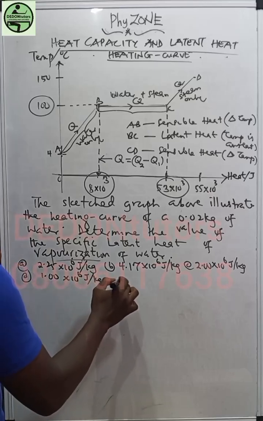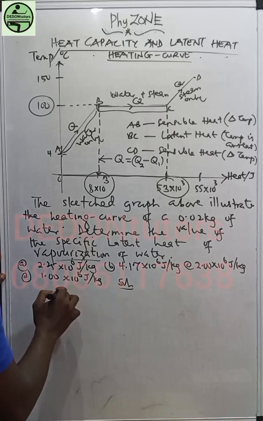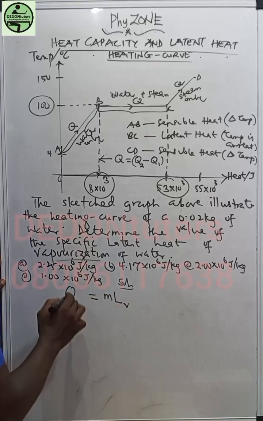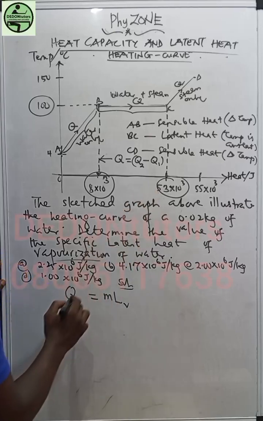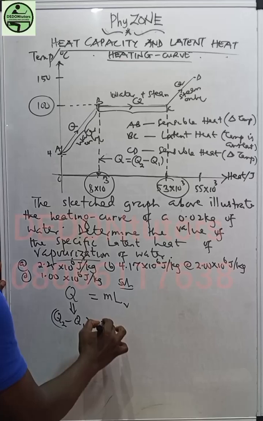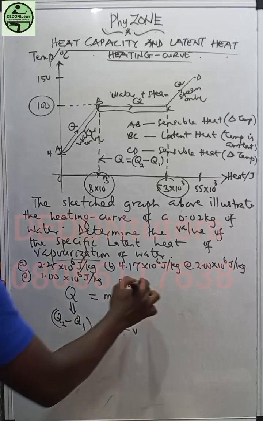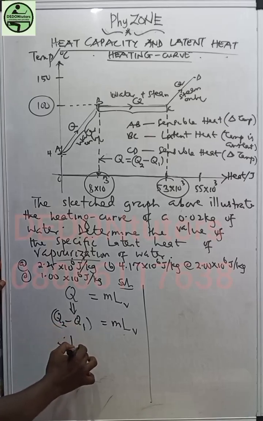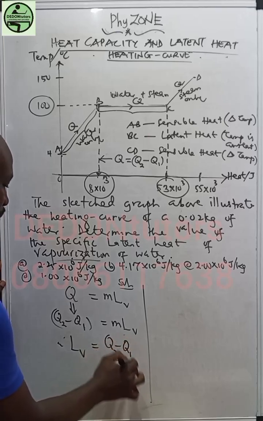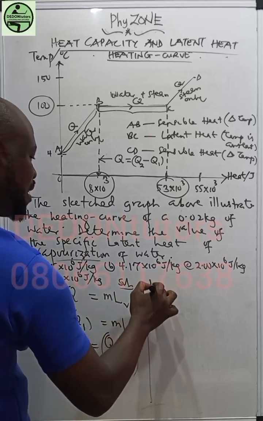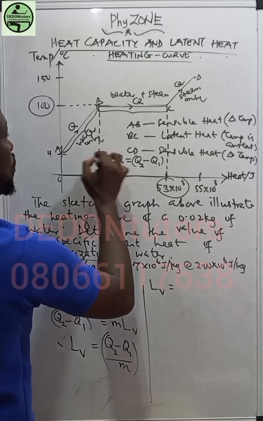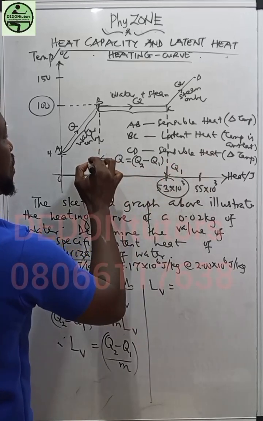So we now recall that our Q here equals m L_v. But this Q here is determined from the graph as Q2 minus Q1, which is m L_v, as easy as ABC. So they ask us to find L_v. Our L_v is Q2 minus Q1 over the mass of water. So our L_v equals our Q2, then minus our Q1.